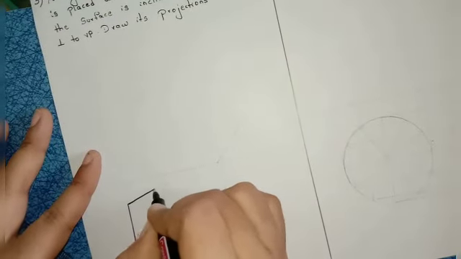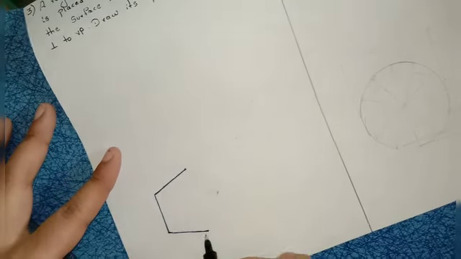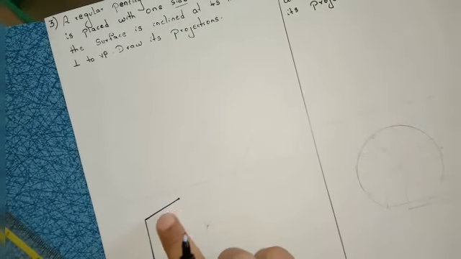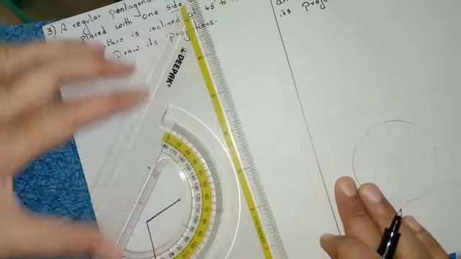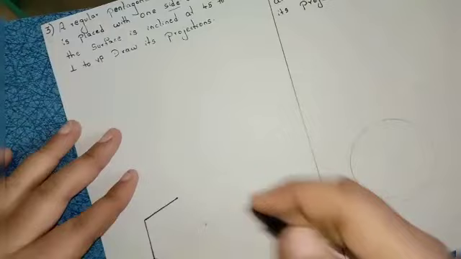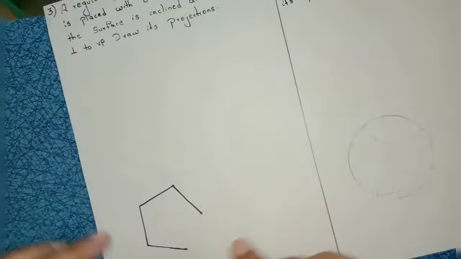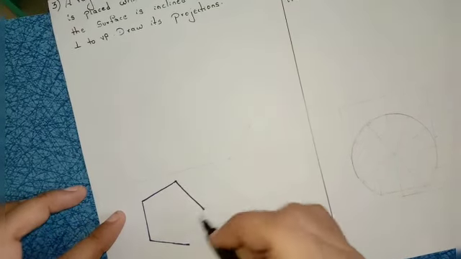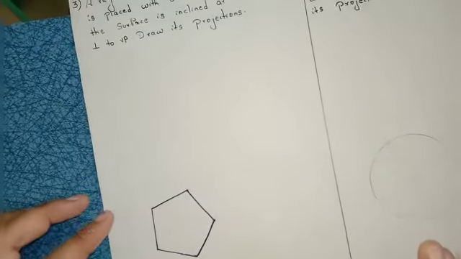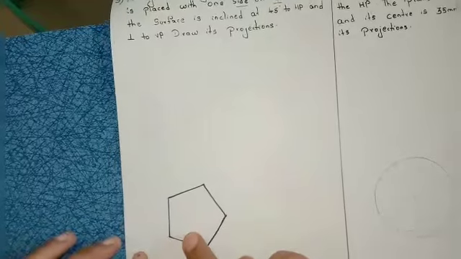So length is how much here? 25 mm. Length is how much here? 25 mm. After that again place your protractor on this line, mark 108 degrees. Draw a line. Again place your protractor on this, mark 108 degrees and draw this one. First mark the pentagon. See, I'm starting with the side.